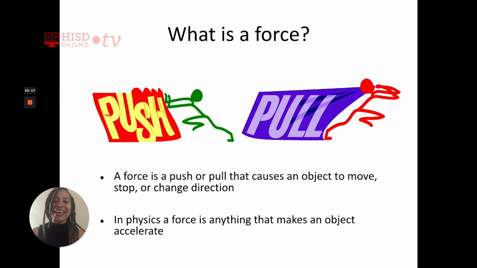A force is two things: a push or a pull. Forces cause an object not only to move, but to stop and to change direction. In physics, a force is anything that makes an object accelerate. So the key to remember is not only do forces make objects move, but they also make them stop and change direction. I'm going to give you 20 seconds to fill in the first section on your foldable before we move on.